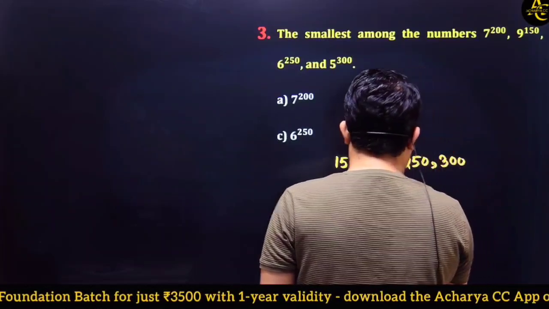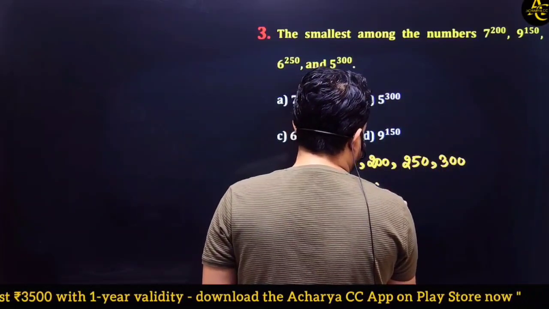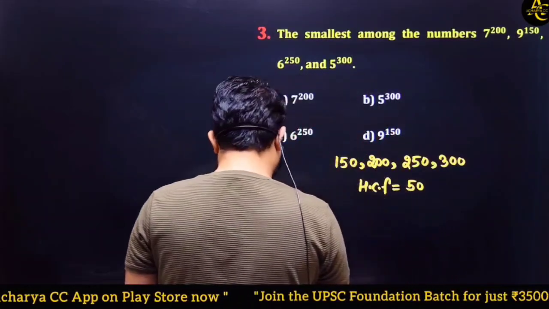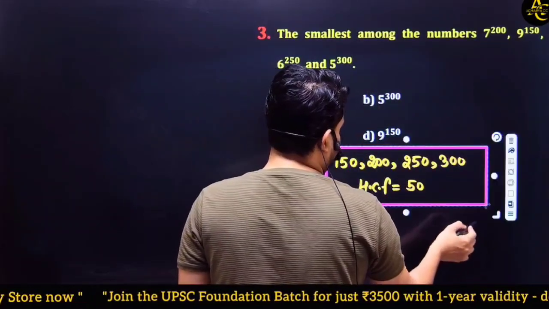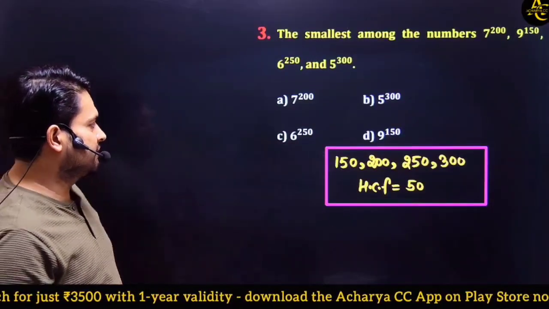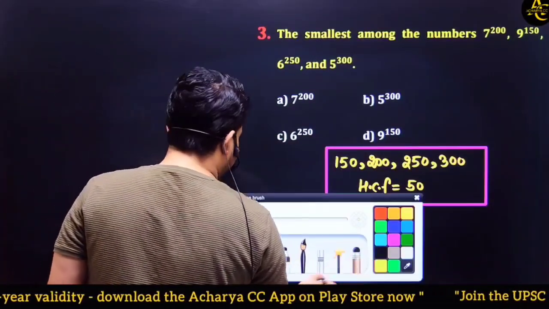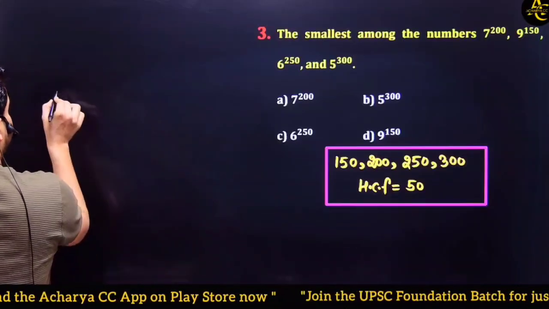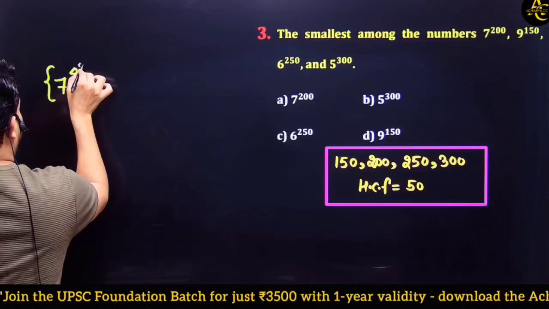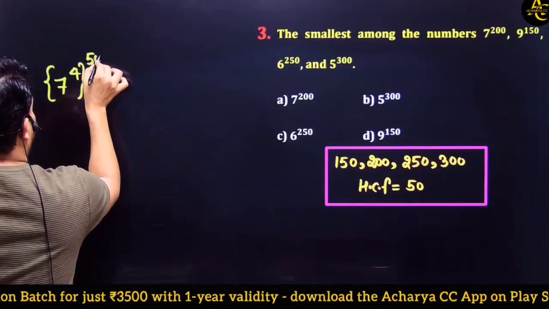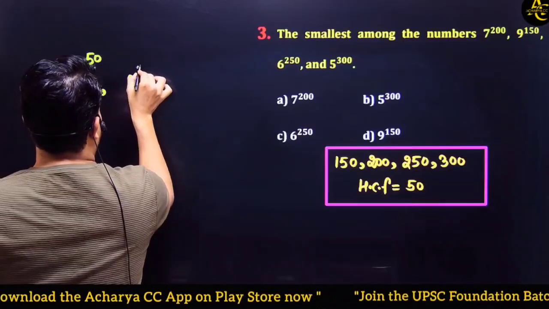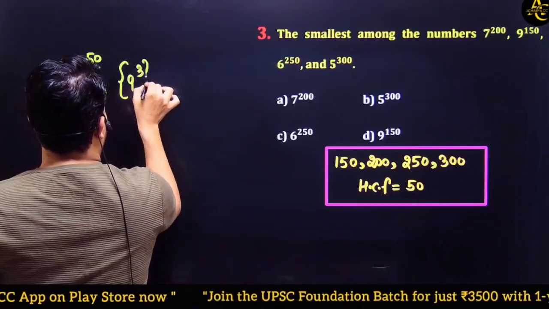As you know that their HCF, means highest common factor, is 50. Is it visible to our naked eyes? That 50 is the largest number that divides all these numbers. So we have to write each number in the power of 50. So how we will write? We will write 7 to the power 4, to the power 50. Next number, how we'll write? 9 to the power 3, 3 to the power 50.